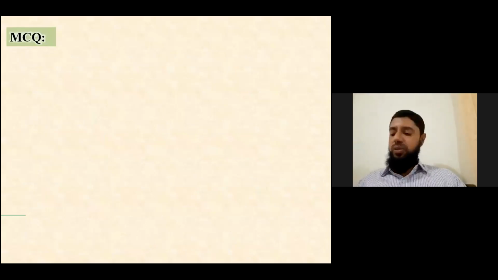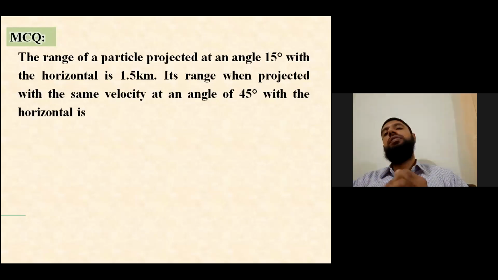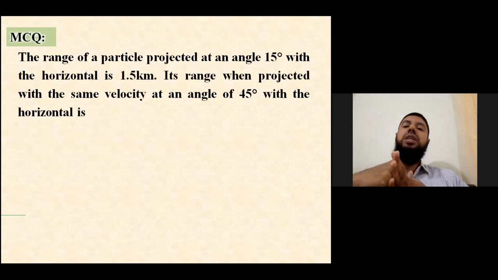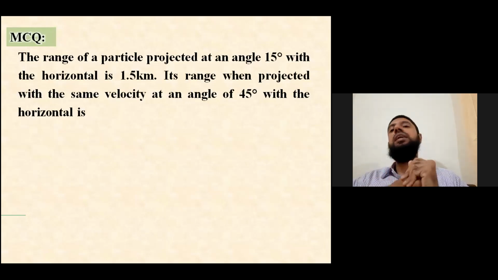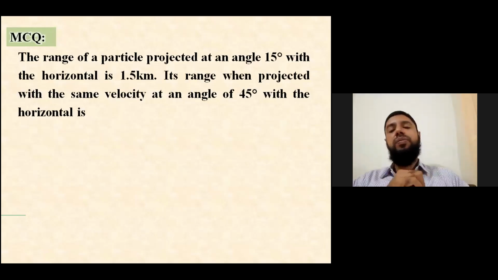Let's have one more question of this kind. The range of a particle projected at an angle of 15 degrees with the horizontal is 1.5 kilometer. Its range when projected with the same velocity at an angle of 45 degrees with the horizontal is?